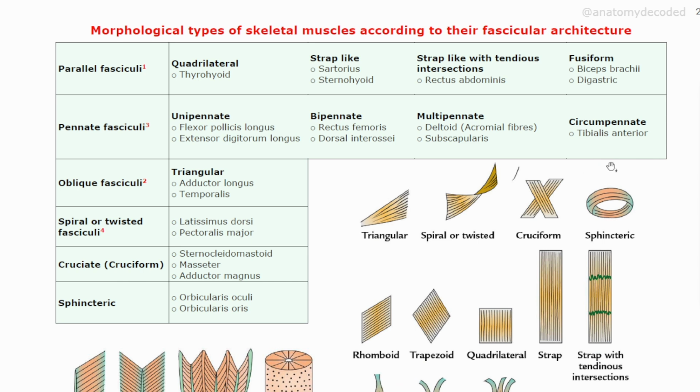Okay, now let's classify muscles according to their fascicular architecture. These are the types of skeletal muscles. Depending upon the shape of the skeletal muscles and the arrangement of the fibers, the skeletal muscles are classified. Let's see them one by one.